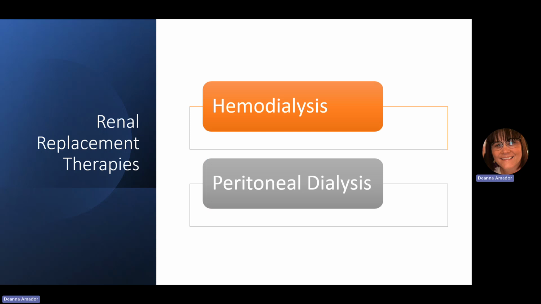All right, renal replacement therapies. We have hemodialysis and peritoneal dialysis. So hemodialysis, this is done in outpatient centers. They can do it in the hospitals. There are some home hemodialysis treatments that can be run at home as well. Usually with peritoneal dialysis, this is performed at home, but they can still get, obviously, peritoneal dialysis in the hospital.